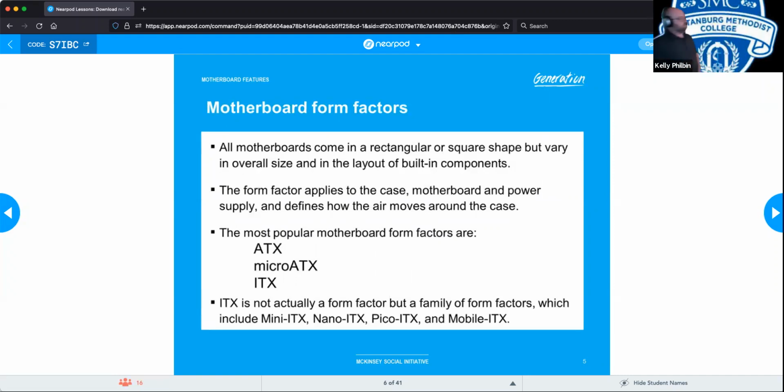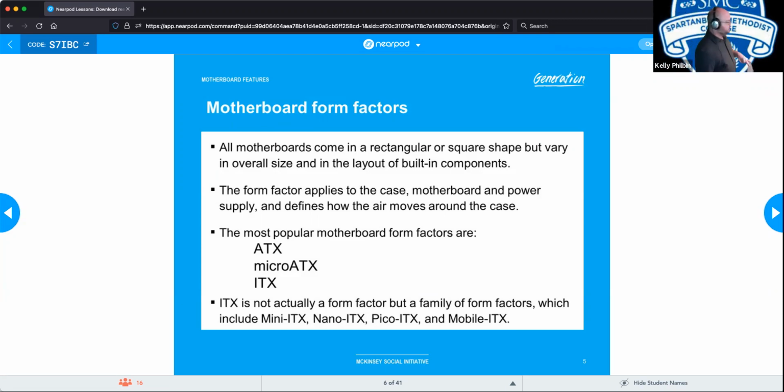Motherboard form factors. People hear the term form factor and they're like, oh my gosh, what the heck does that mean? Well, it's pretty much just a fancy way of saying shape and size. So whenever you hear form factor, it basically just means the shape and size of whatever component you're using. They typically use the term form factor not just for motherboards, but for all other components as well. It applies to the case, motherboard, power supply, all other aspects that you would hook up to the computer itself.